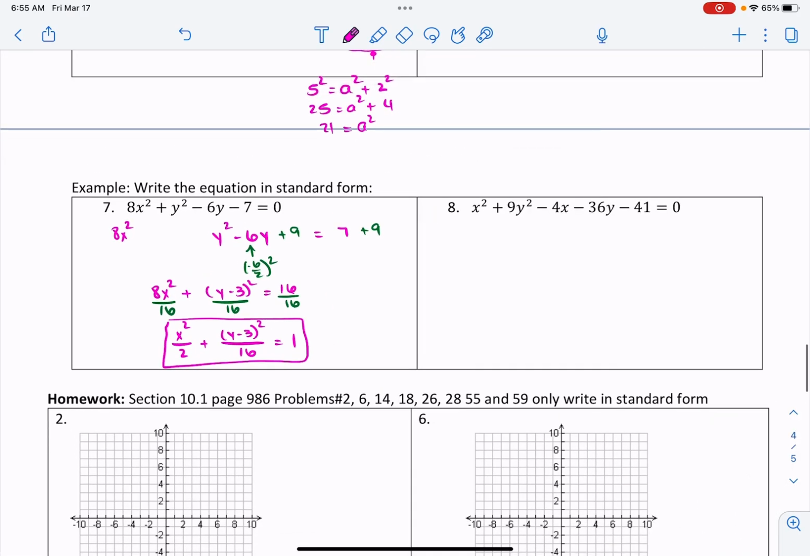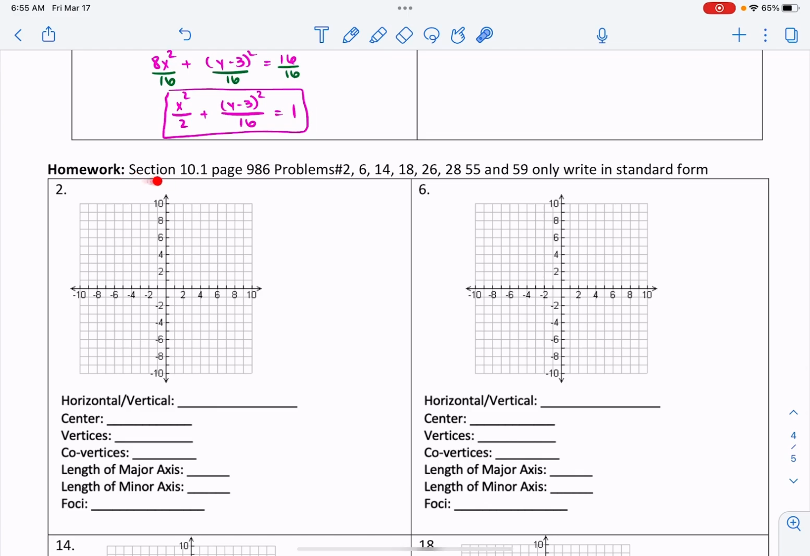So good job. I do want you to try the other one here, and then I need you to go to section 10.1 in the textbook on page 986, and I want you to do the problems 2, 6, 14, 18, 26, 28, 55, and 59. On 55 and 59, I only want you to write in standard form. I don't want you to find anything else. Good job.